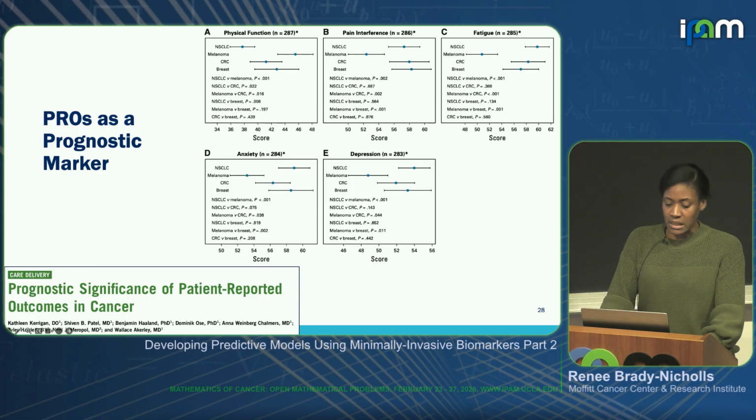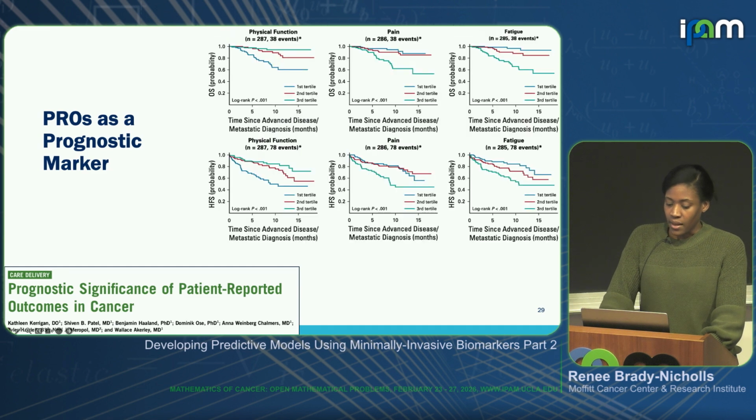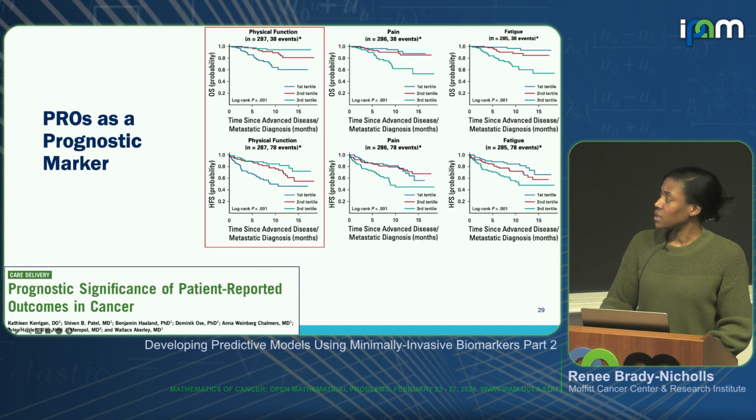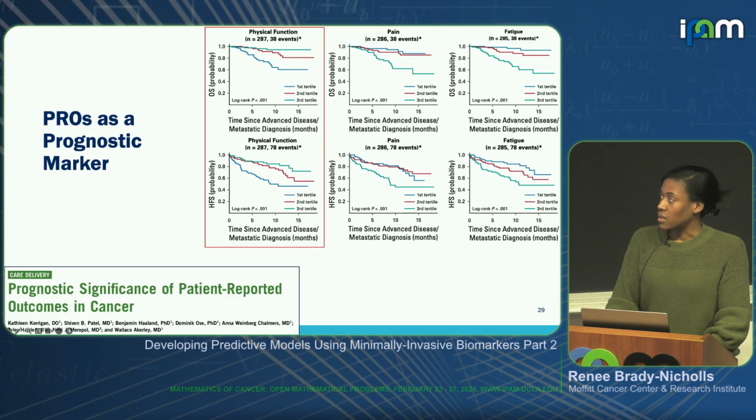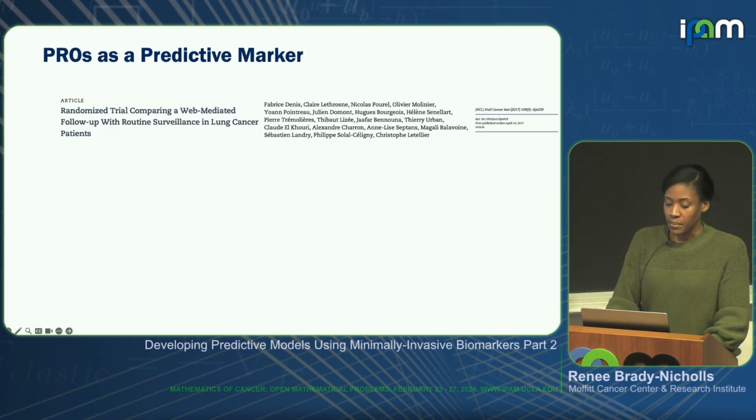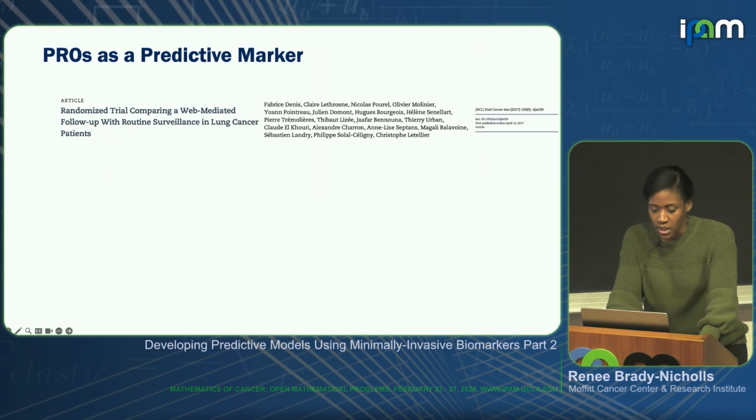Now, they looked a little bit deeper to see, can these symptoms actually inform overall survival and progression? And what they found here was that physical function actually served as an important marker, most strongly associated with overall survival and hospital-free survival. Just that one symptom alone, where they're looking at it for these different types of cancers. PROs have been used as predictive markers.